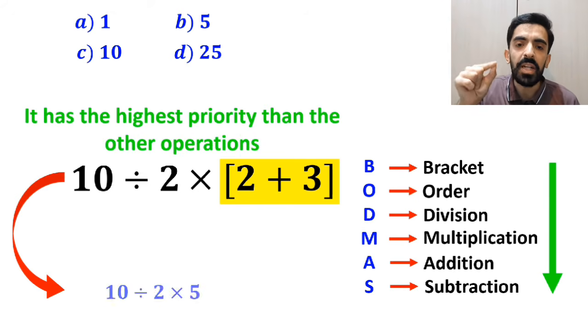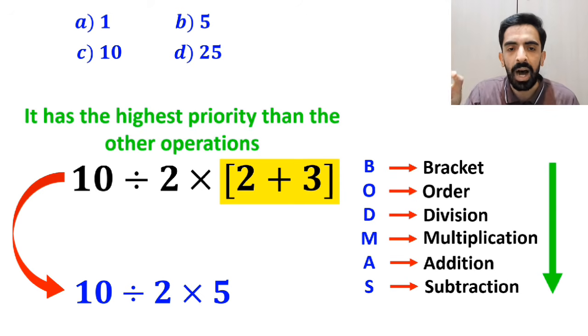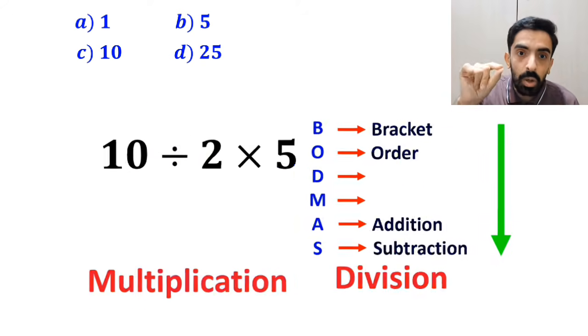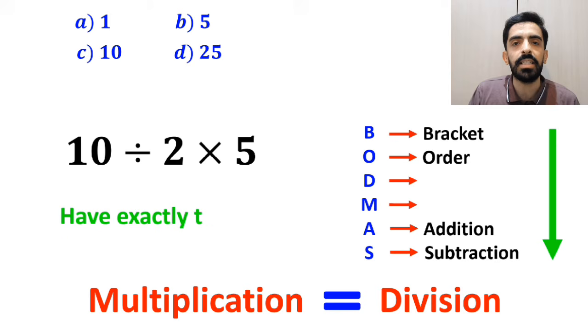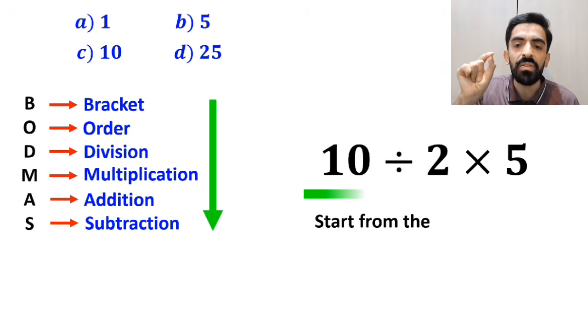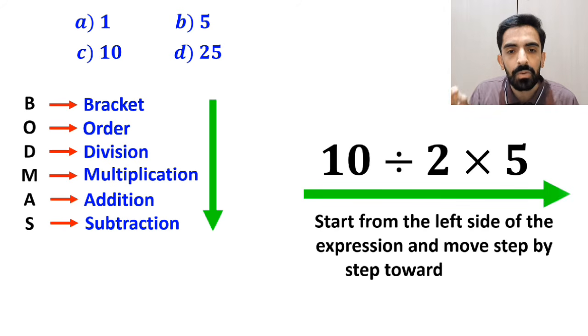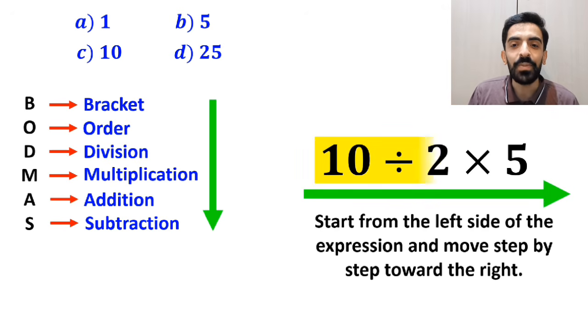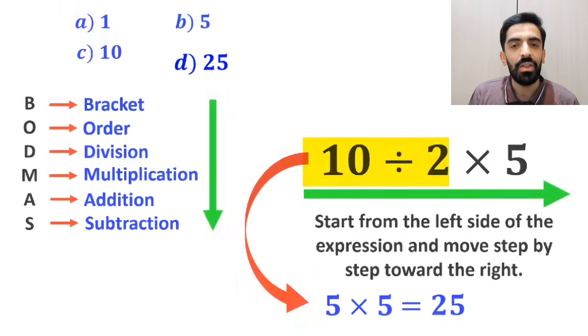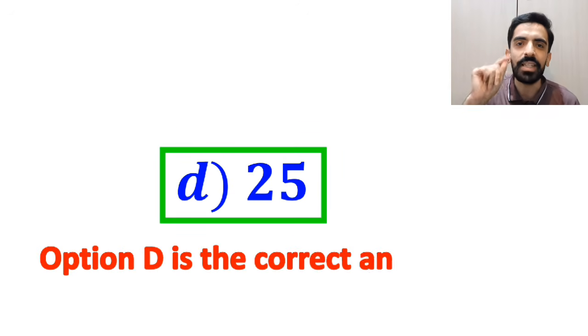Okay, this expression simplifies to 10 divided by 2 multiplied by 5. Now it's time to simplify this expression. It's very important to note that in the BODMAS rule, multiplication and division have exactly the same level of priority. In this case, all we need to do is to start from the left side of the expression and move step by step toward the right. So, first we perform the division between 10 and 2, which simplifies the expression to 5 multiplied by 5. And finally, the value of this expression will be 25. Therefore, option D is the correct answer to this question.